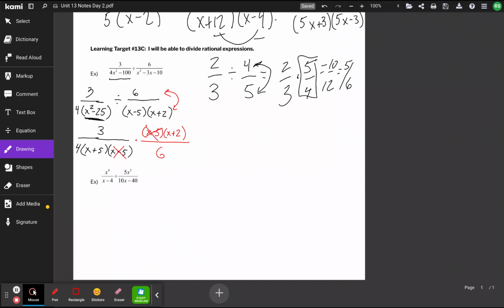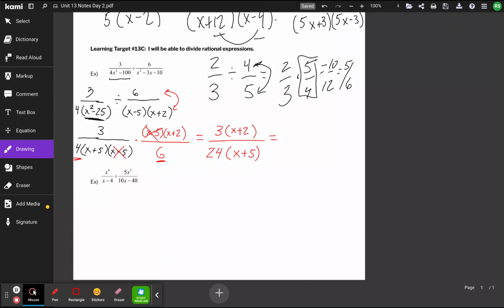I don't have anything else in the numerator that would cancel out with anything in the denominator. So it stays 3 parentheses x plus 2 in the denominator. The 4 and the 6 are both coefficients, or both factors that are just integers. 4 times 6 is 24. Remember, we're multiplying. All of that goes together. And then the x plus 5 stays in parentheses.